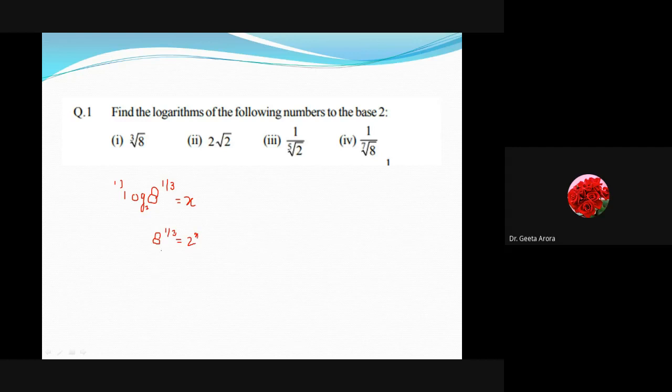Now if we see how we can write down 8, because we have to make the same base, then only we can compare. So 8 can be written as 2 cube. So 2 cube, and outside we have 1 by 3, is equal to 2 raised to power x. Correct? Now if I use the rule of exponent, 2 raised to 3 into 1 by 3 gives me 2 raised to 1, which is equal to 2 raised to power x. So on comparison, we can say x is equal to 1.